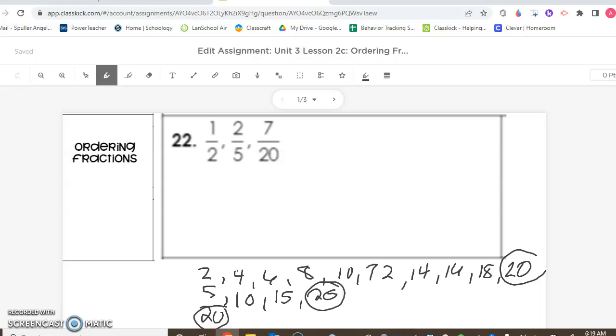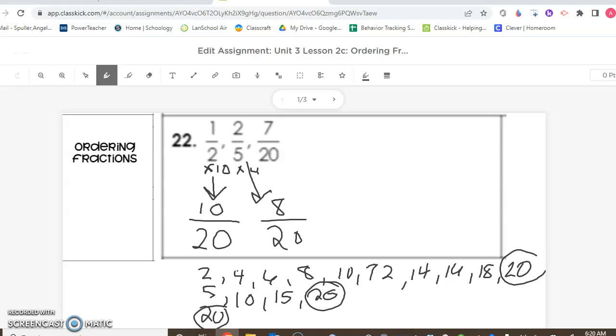So I'm going to get them all into common denominators with 20. So I'm going to say 20. Well, I know that 2 times 10 is 20, so 1 times 10 is 10. And then I'm going to say here, 20. And I'm going to say 5 times 4 is 20, so 2 times 4 is 8. I don't have to change 7/20ths because I already have the denominator.